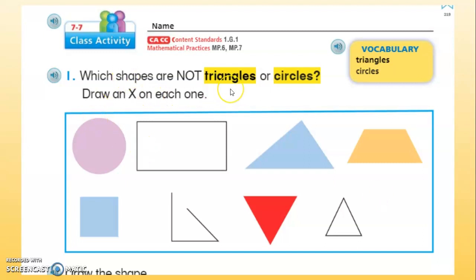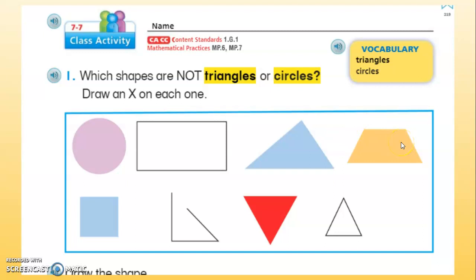Which shapes are not triangles or circles? This is a circle. Is this a triangle? No. It has more than 3 sides. Is it a circle? No, it's a rectangle. Is this a triangle? Yes. 1, 2, 3. 3 sides.